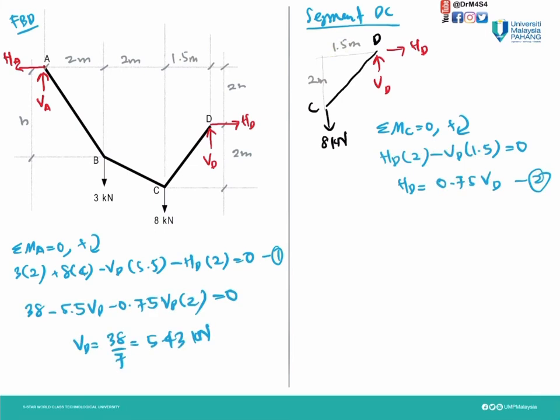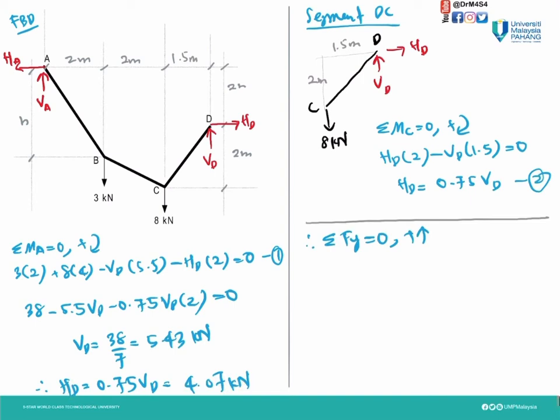Then we substitute HD into the first equation. So we have this equation: 38 minus 5.5 VD minus 0.75 VD times 2 equal to 0. So now we have one unknown, so we can solve it and we get VD is 5.43 kN. Then we substitute this VD into the second equation, then we get HD is 4.07 kN.